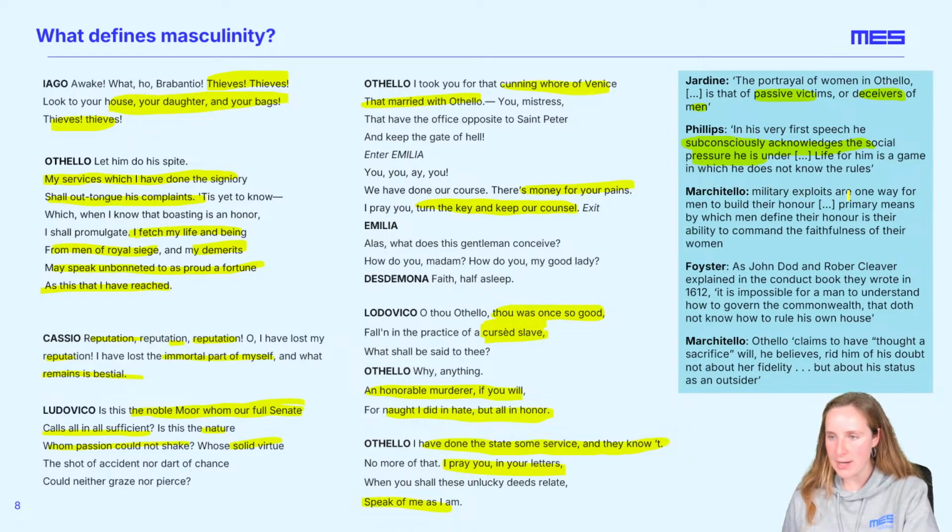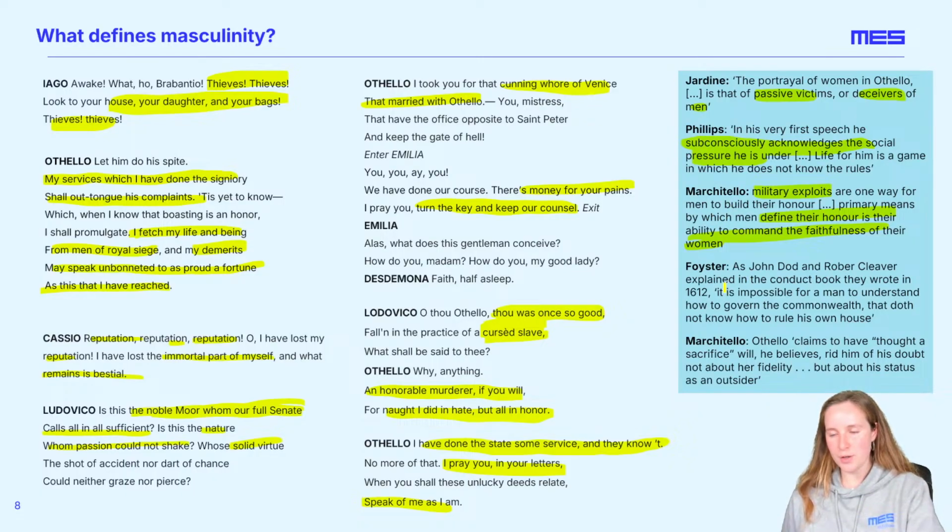Marchitello says, military exploits are one way for men to build their honour. Primary means by which men define their honour is their ability to command the faithfulness of their women. So Othello has one and the other, and then loses one and then loses the other. So he is completely destroyed in terms of his honour, even as we see it's so important to him.